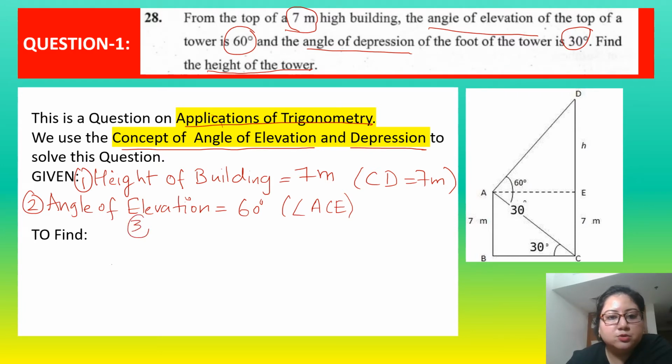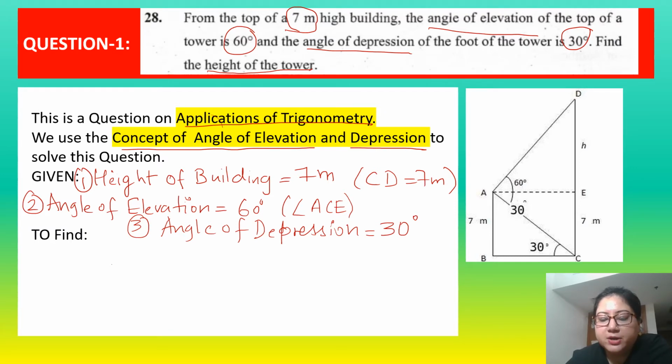Next thing which was given to you was angle of depression. How much is this angle of depression as mentioned in the question? It is given to you as 30 degrees. And you can look at the figure now and make out that this angle of depression is going down. It is going from the foot of the tower to the top of the building. So this angle is 30 degrees. So two things we have got: the height of the building and the angle of depression, and what we need to find is the height of the tower.